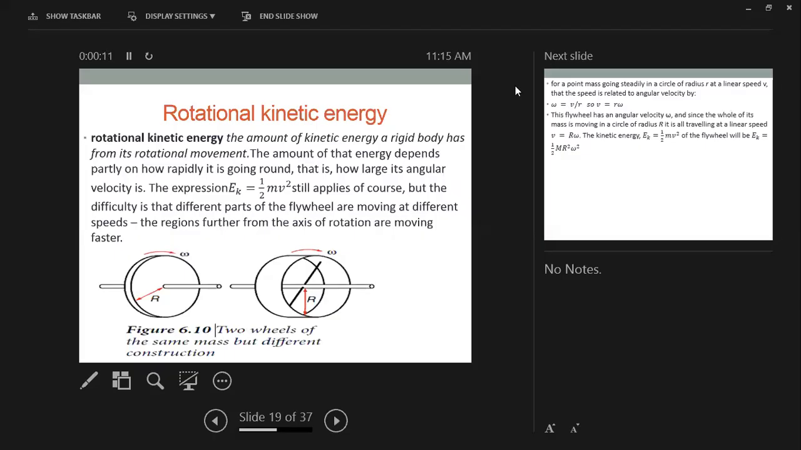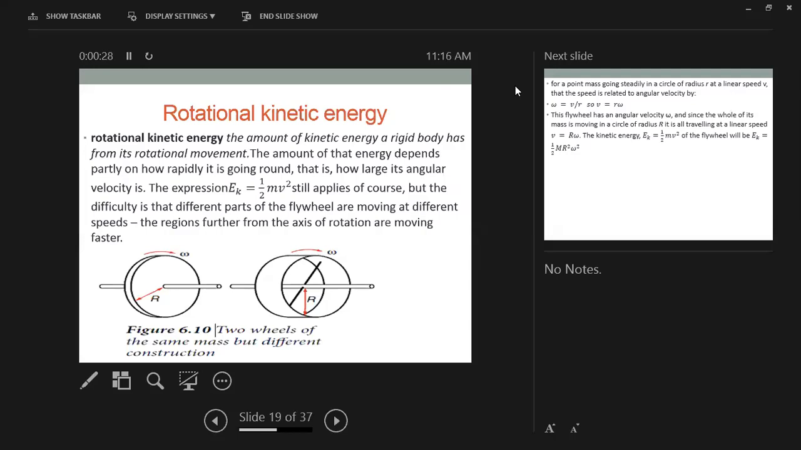Alright, let's begin. Today we are going to start learning about rotational kinetic energy. So remember, the kinetic energy was the energy in motion. So rotational kinetic energy means the energy in motion around a circular path. The energy in motion around a circular path is called rotational kinetic energy.